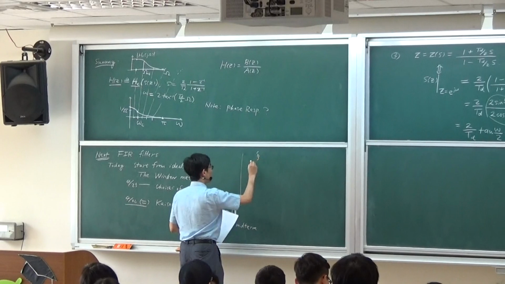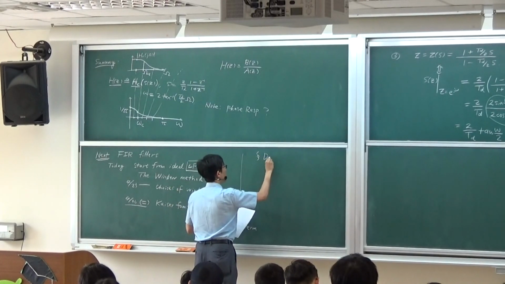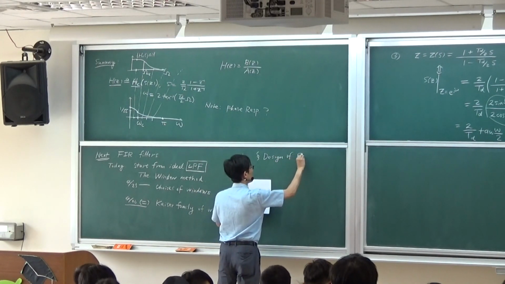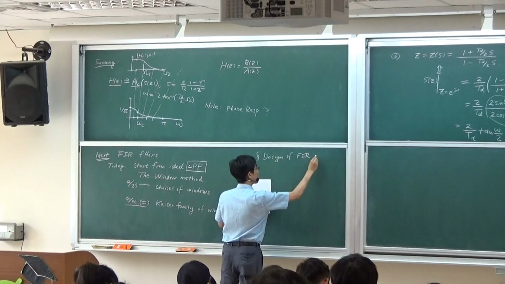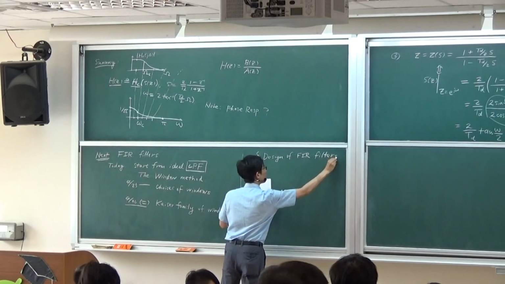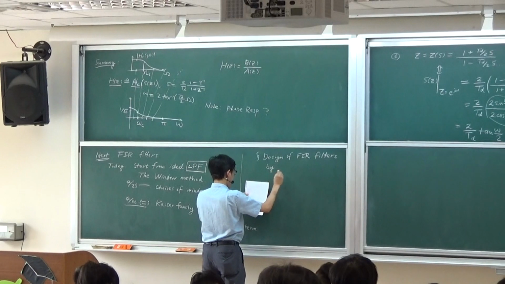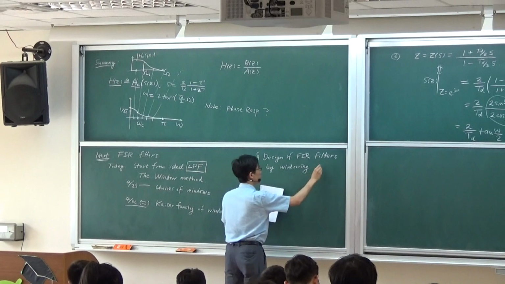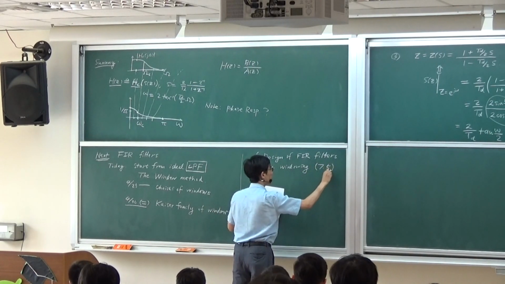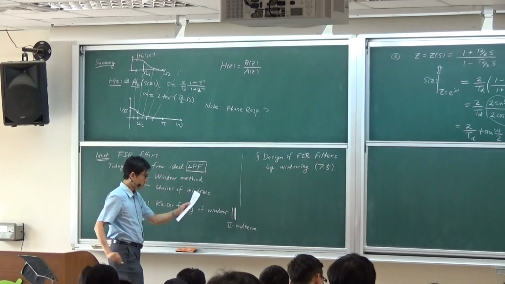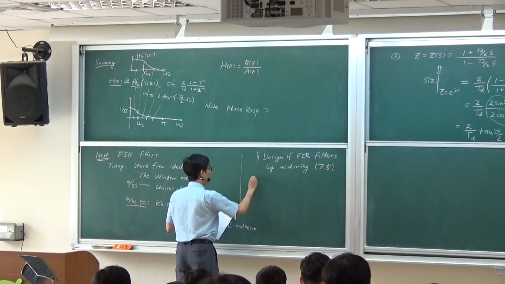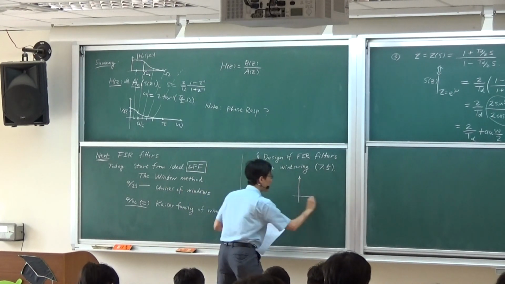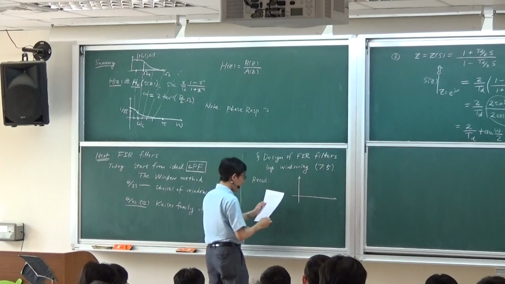Now we are entering this new topic of designing the FIR filter. Design of FIR filters by windowing. This part is in section 7.5 in the text. Let's recall the ideal low-pass filter. An ideal low-pass filter is the goal of our design.